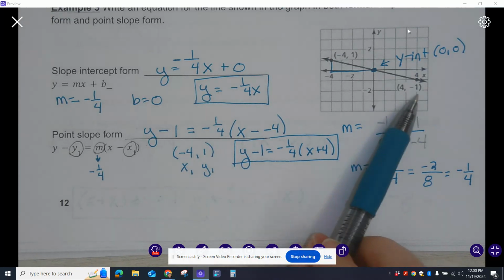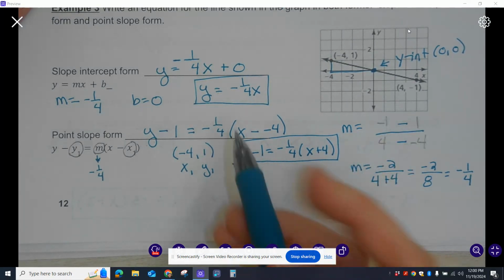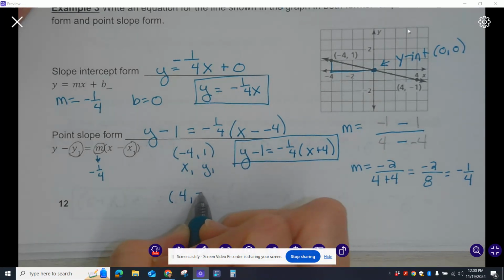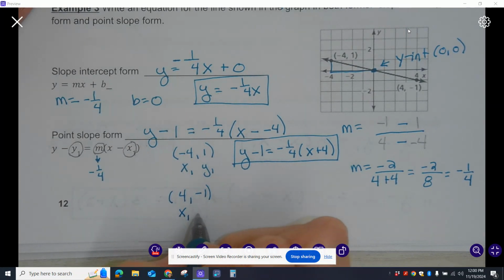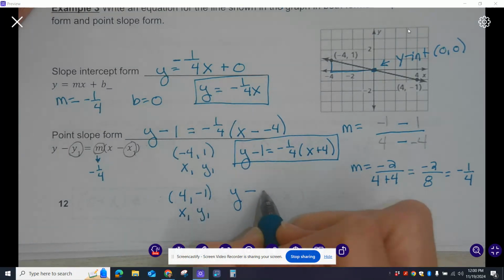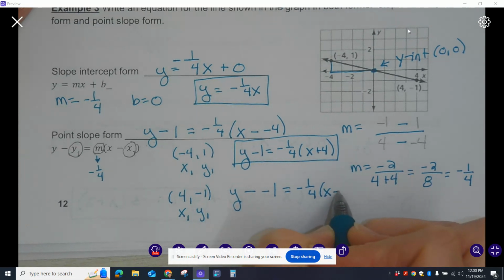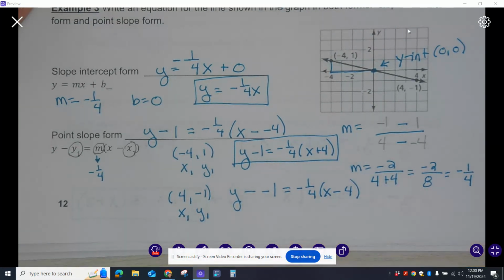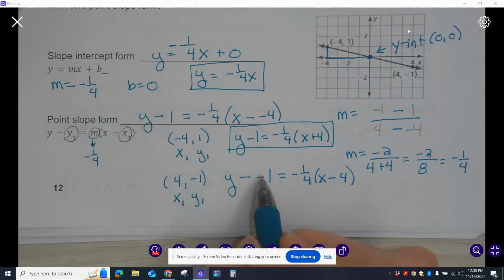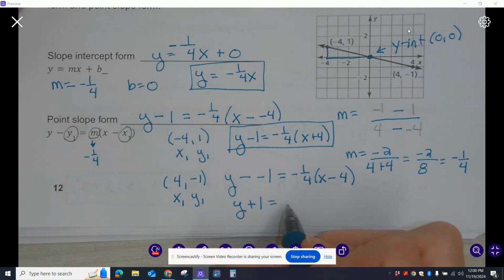Now I could do another one using this point. So if I say this is my point, I would have a 4 and a negative 1. That would be my x1, that would be my y1. I would do everything the same. y minus, in this case my y is negative 1, equals m, x minus 4. So that's good, but I need to say minusing a negative is the same as adding. So that would become y plus 1 equals negative 1/4 x minus 4.